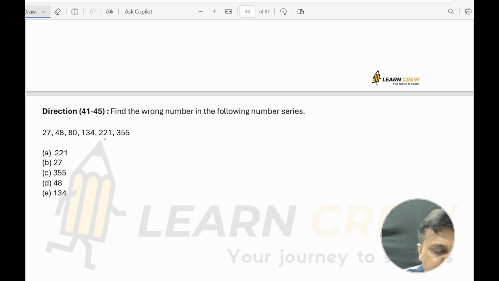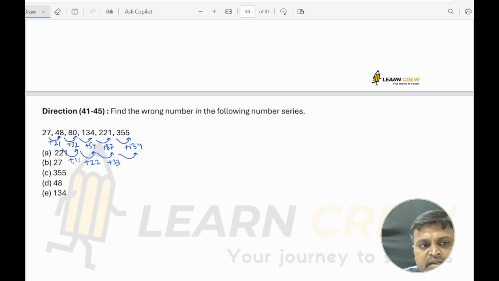Next. Here if you see 27 plus 21, 48 plus 32, 18 plus 54, 134 plus 77, or 87? I think 87. 221 plus 134. So 21 and 32 difference is 11. 32 and 54 difference is 22. 54 and 87 difference is 33.